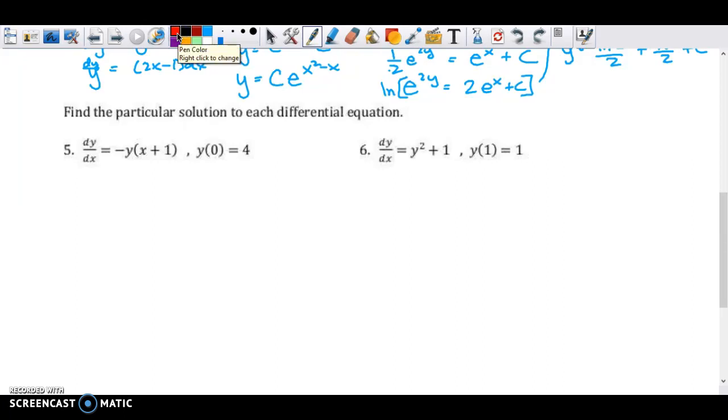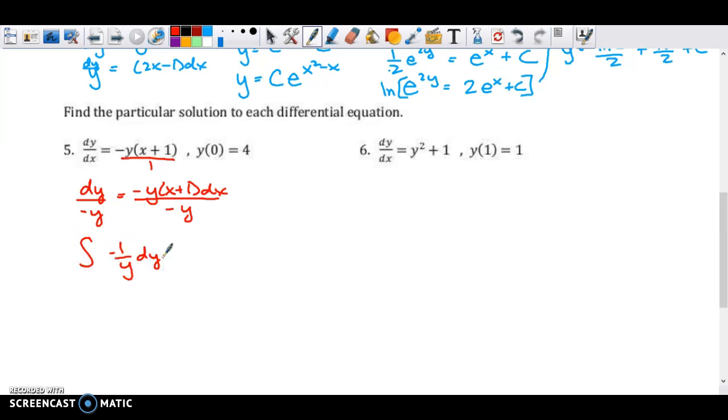Okay, so what I'm going to start with on this one is cross multiplying as usual. So I'm going to get dy times 1 and then just throw a dx over here. I want my y's to be together, so I'm going to divide both sides by negative y. I'm going to rewrite this and take the integral, negative 1 over y dy, and take the integral of x plus 1 dx.